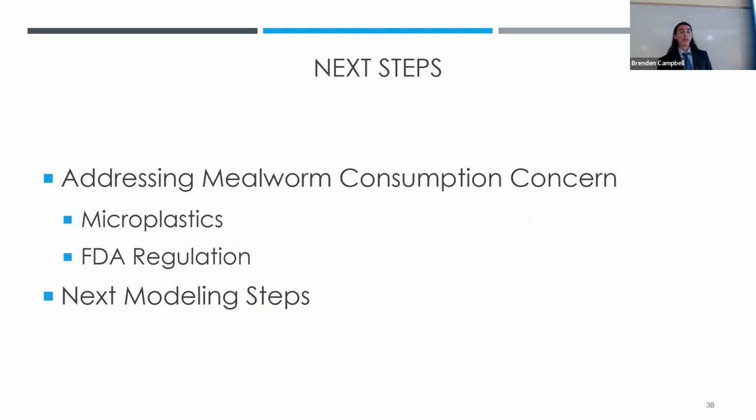Some of the next steps that can be taken are around addressing the mealworm consumption concern in view of microplastics, as well as potential FDA regulation. So one of the main concerns is microplastics being present in the mealworm bodies, and there are not a sufficient amount of studies to back up that mealworms would be safe to consume based on microplastic presence. So mass spectrometry or FTIR image analysis or any other type of particle count or microplastic analysis on mealworm bodies would be very beneficial to further addressing these concerns for consumption.